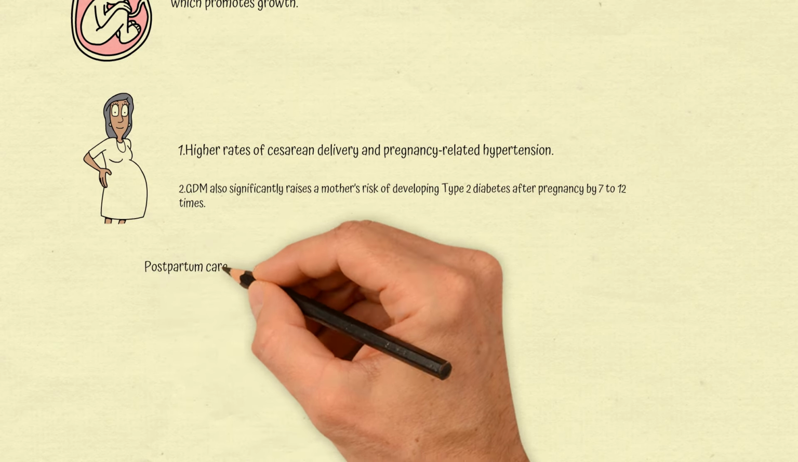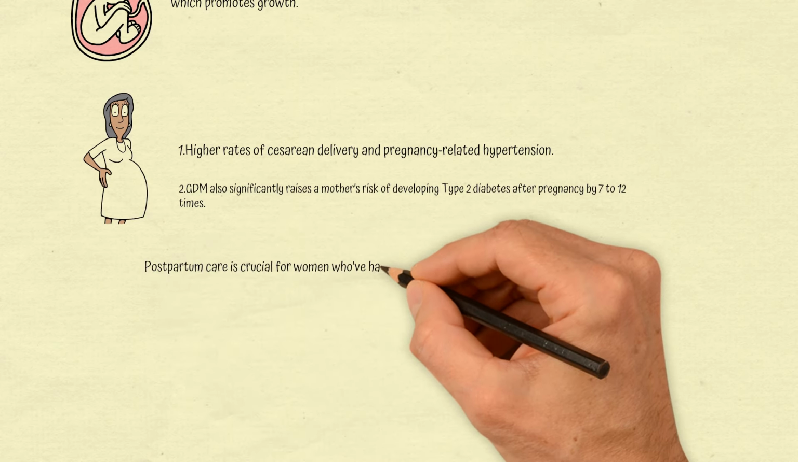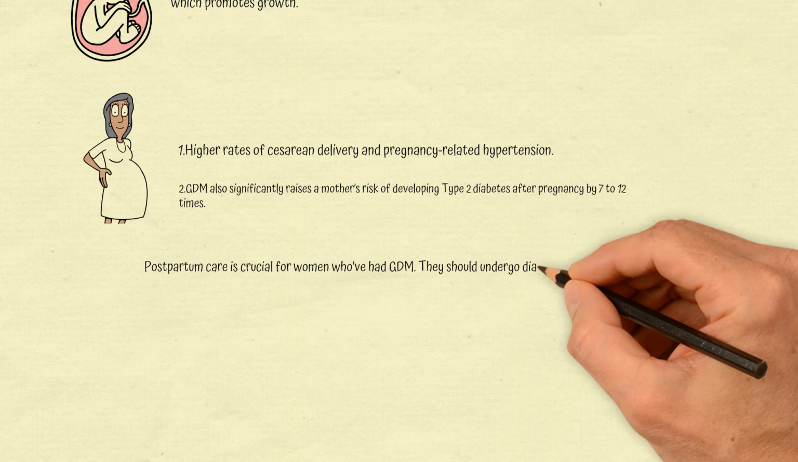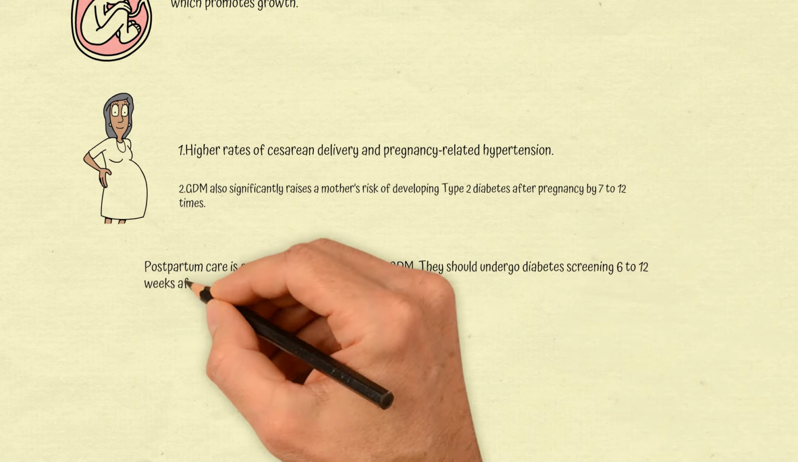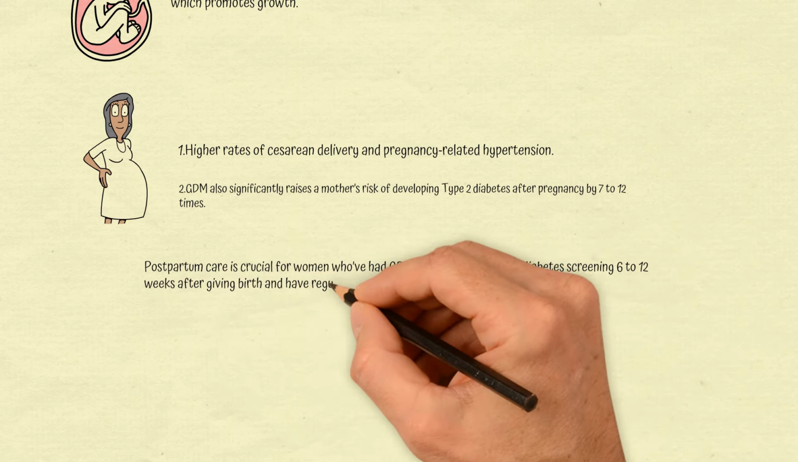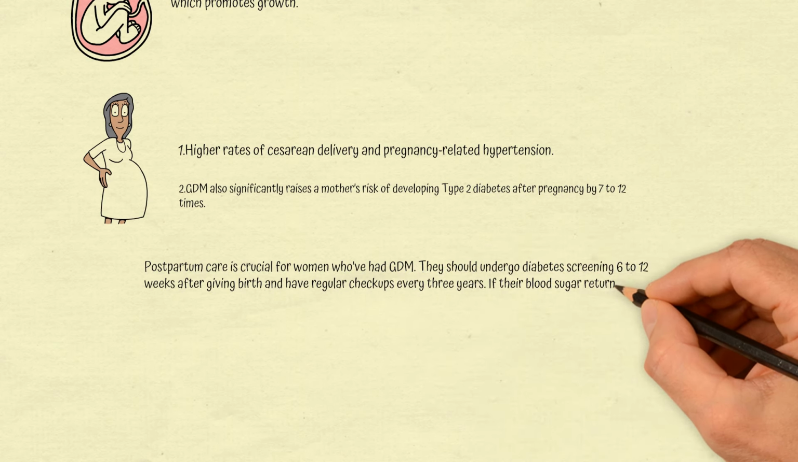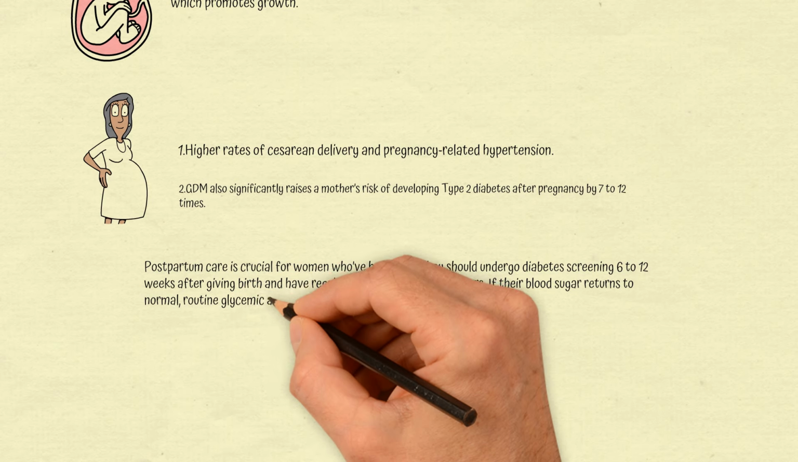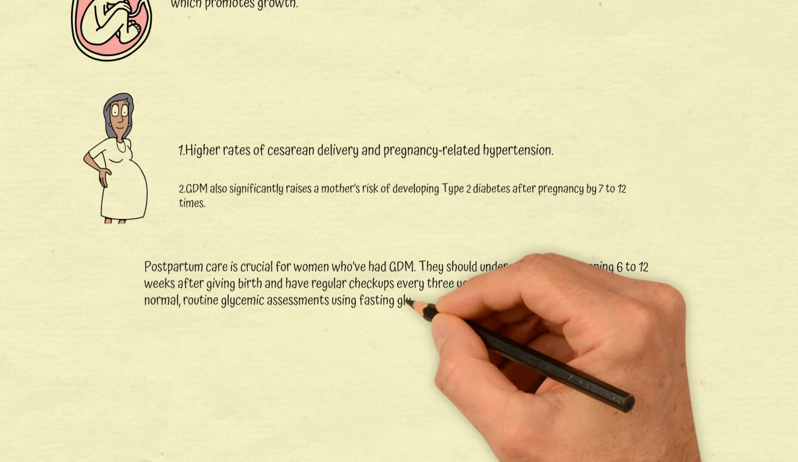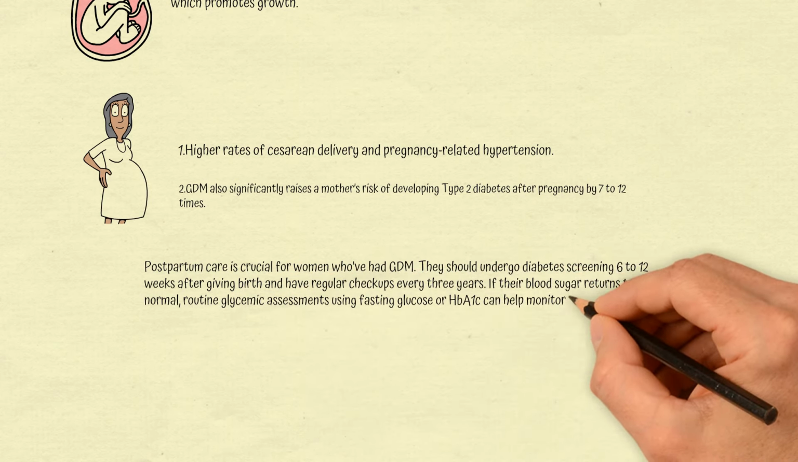Postpartum care is crucial for women who've had GDM. They should undergo diabetes screening 6 to 12 weeks after giving birth and have regular checkups every 3 years. If their blood sugar returns to normal, routine glycemic assessments using fasting glucose or HbA1c can help monitor their risk.